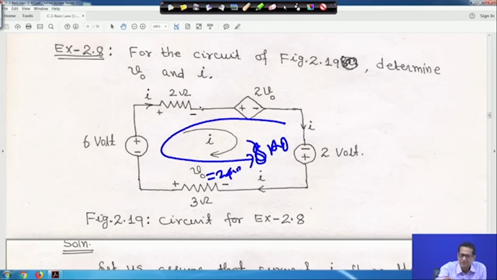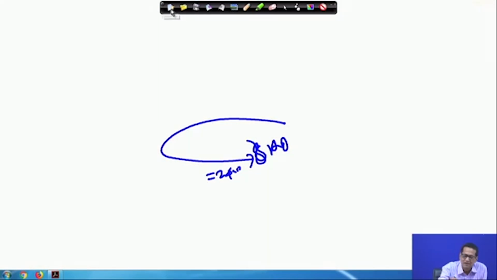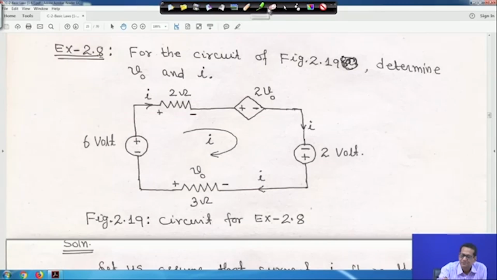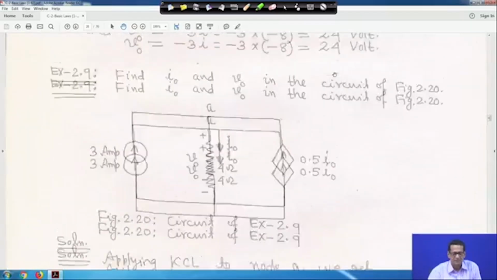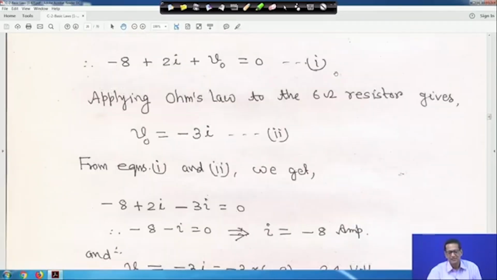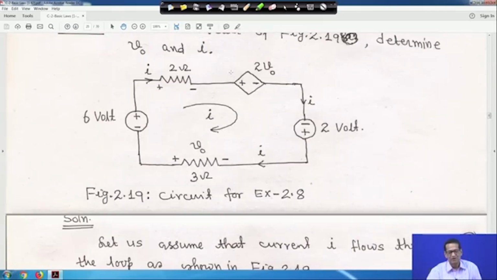So, anyway, that is up to you. What I suggest for this problem is that you obtain the power balance equation and see that the power supplied is equal to the power absorbed.